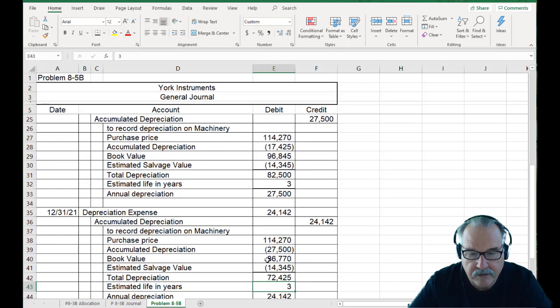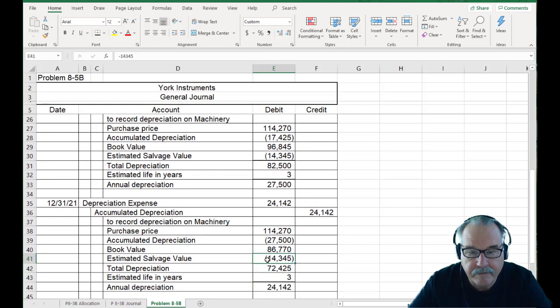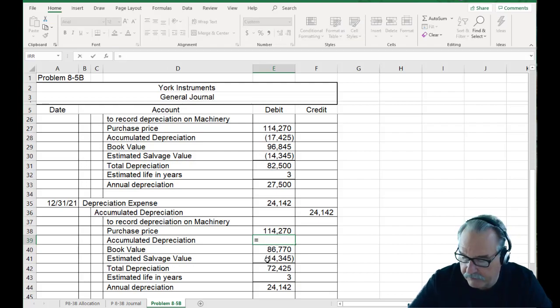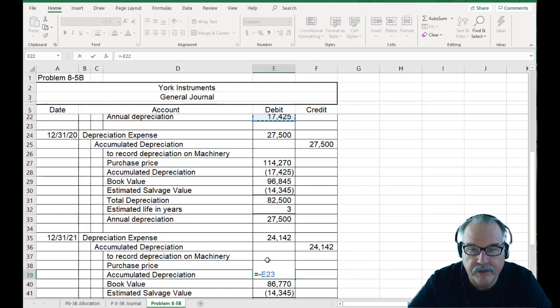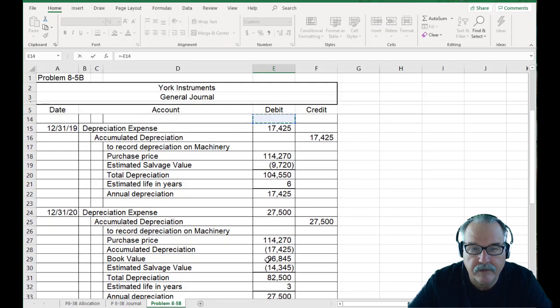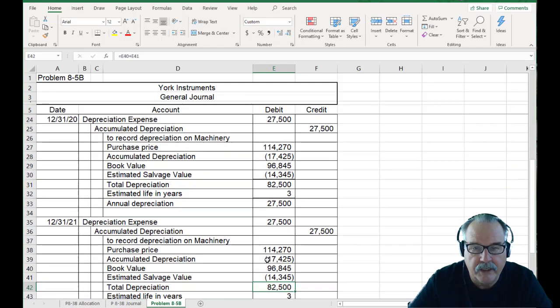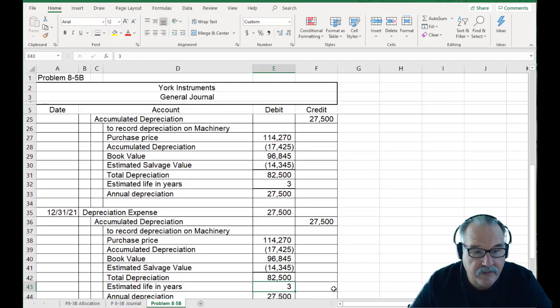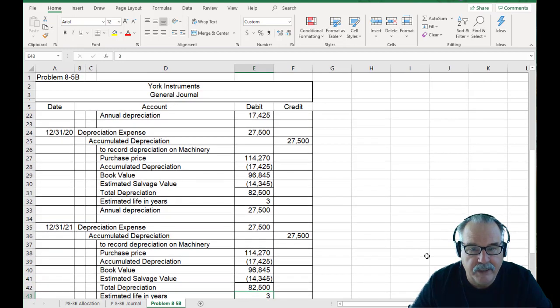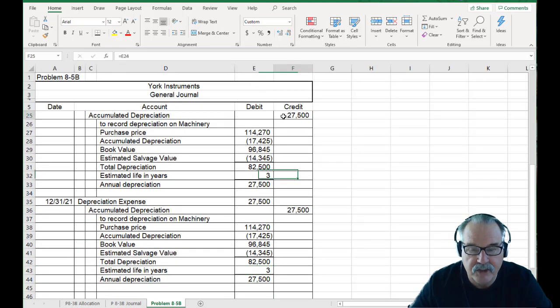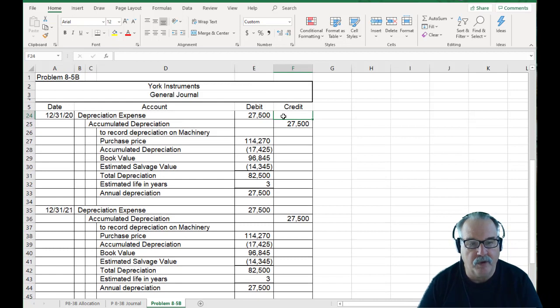And oh, yeah, I linked to the wrong one. All right, so let's fix that. Here we go. Okay, so point is, this journal entry at the end of 2021 is exactly the same as the journal entry we made at the end of 20 because nothing changed. We just rolled it forward 1 more year.